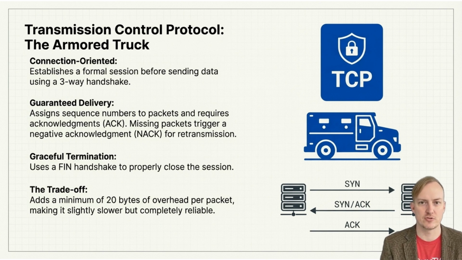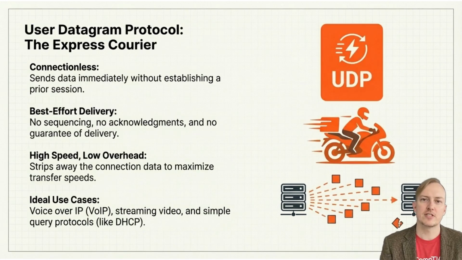The trade-off for all this reliability? It adds a minimum of 20 bytes of overhead per packet, making it slightly slower. On the other side, we have UDP, the User Datagram Protocol. This is our express courier. UDP is connectionless, meaning it just fires data off immediately without establishing a prior session. It offers best effort delivery. There is no sequencing, absolutely no acknowledgements, and no guarantee your data will arrive. By stripping away all that connection data, it achieves high speed and extremely low overhead.